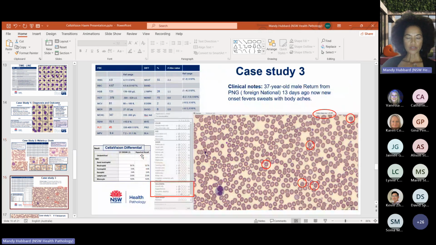Another malaria case we have is a 37-year-old male returning from PNG 13 days ago, with a new onset of fever and sweats and body aches. Again, we see the platelet count over here of 45. And as I mentioned before, in terms of the different characterizations we can have with red cell features, these inclusion bodies, the parasites, are down here. So we can see that it's detected some parasites with this patient.